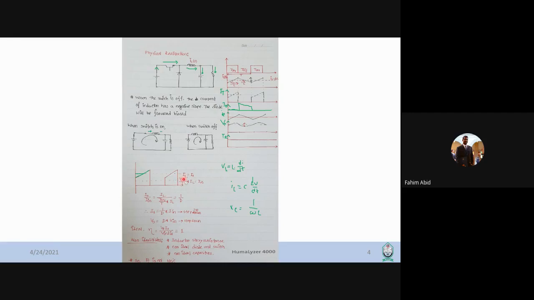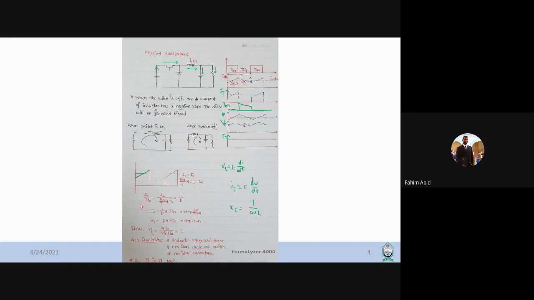which is actually T on divided by T multiplied by IL, because the input current depends on how much time it is turning on, or the T on time. If the T on time is very small, the average input current will be very small. On the other hand, if the T on time is comparable with the total time period, then this input current will be more or less closer to the output current, or this line will basically go up.